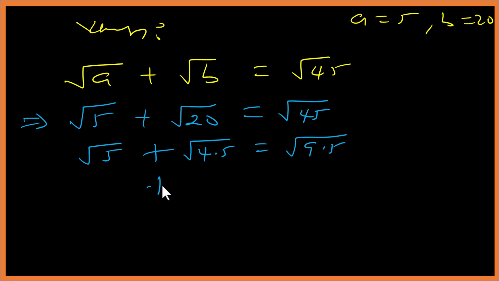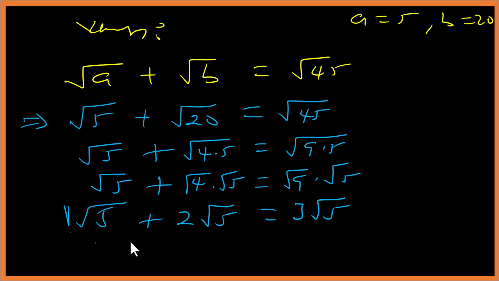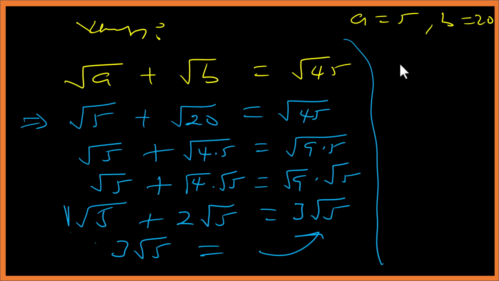Okay, so we have square root of 5 plus square root of 4 times 5 equals square root of 9 times 5. So this side gives us 2, this side gives us 3, so 1 root 5 plus 2 root 5 equals 3 root 5. So let's confirm from here. This side is 1, so we have 1 plus 2, 3 root 5 equals 3 root 5. Now since addition is commutative, if I change this one to a equals 20, b equals 5, I will still get the same thing, right?